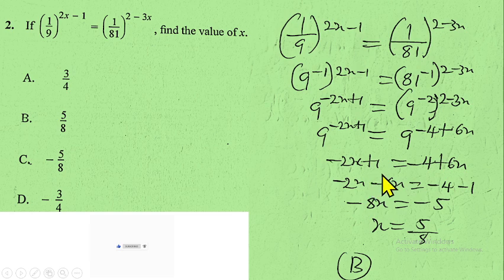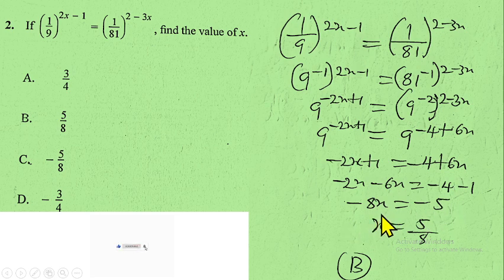From there, you can take the like terms. 6x will come to this side. You have minus 2x minus 6x equals to minus 4. Then plus 1 comes to this side, becomes minus 1 as well. Then from there, we have minus 2x minus 6x. That will give us minus 8x equals to minus 4 minus 1, which gives us minus 5.